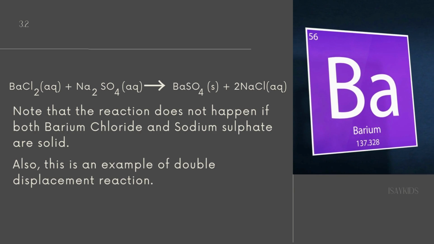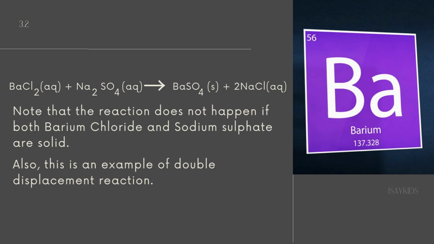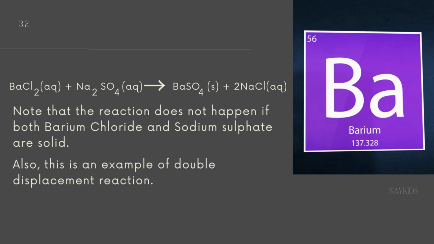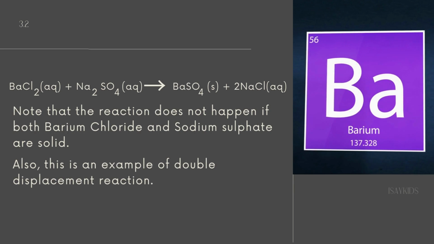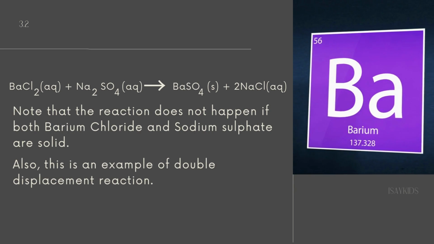Note that the reaction does not happen if both barium chloride and sodium sulfate are solid. This is an example of a double displacement reaction.